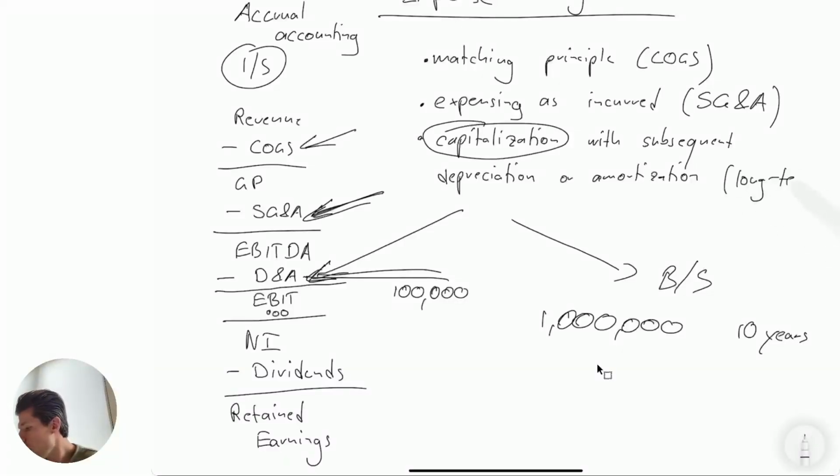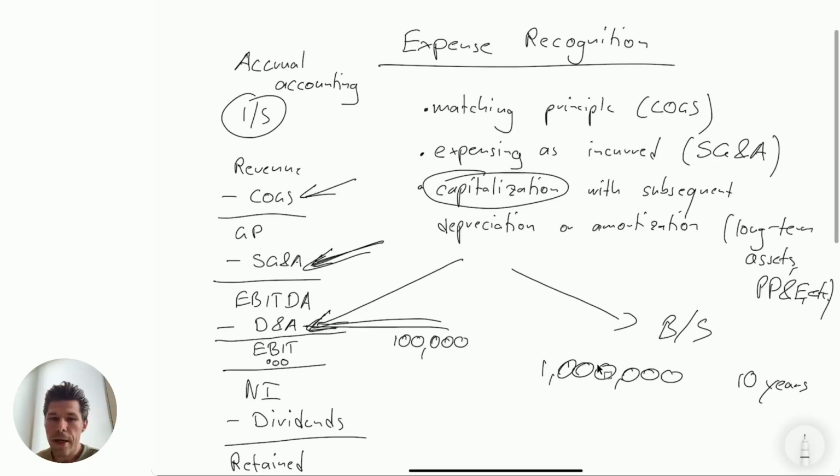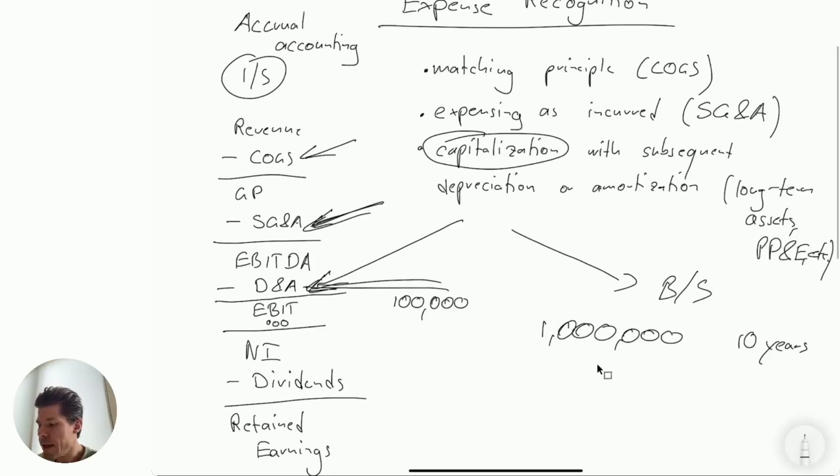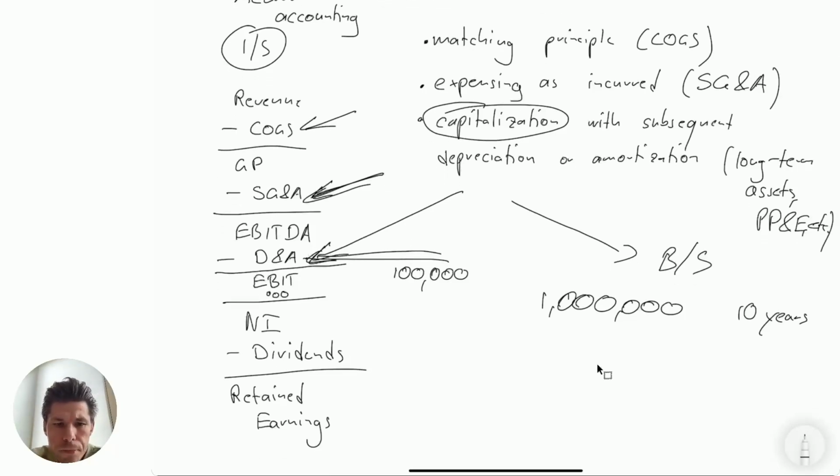These are for long-term assets, PP&E, etc. Again, accounting is a bit more complicated, but just to give you an overview, expense recognition is either directly matched with revenue for more direct expenses and cost, expensing as incurred for more indirect cost like SG&A, and capitalization for long-lived assets.